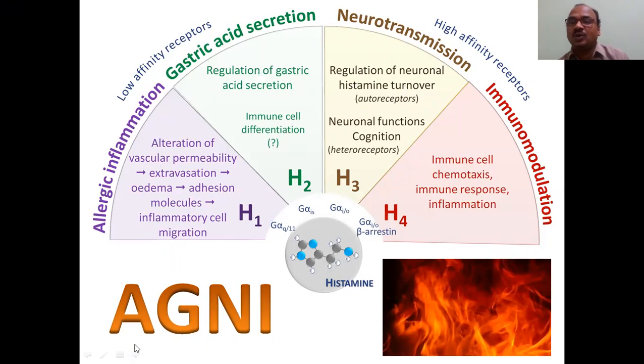So here I gave the code of Agni. Agni means fire. There is a Sai Kumar dialogue; you can see the police story movie in which he takes Agni, his name is Agni. Agni means fire. A: allergic inflammation. G: gastric acid secretion. N: neurological. And immunomodulation, I. A, G, N, I.